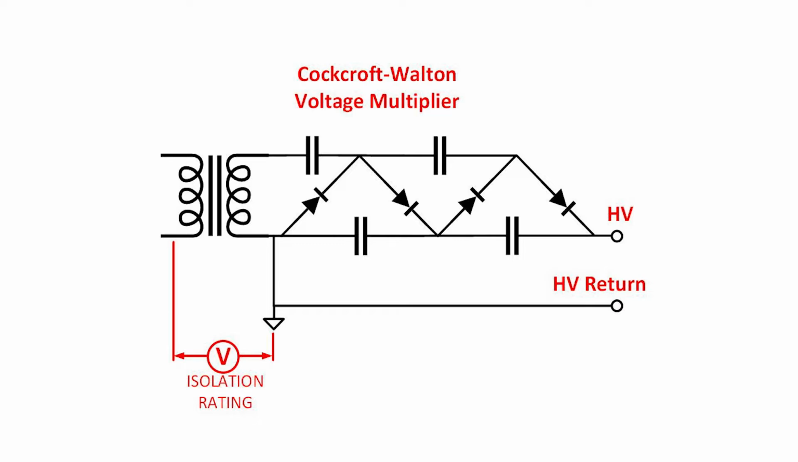For example, the product with a 10 kV output may have a quadruple multiplier stage. The transformer winding produces 2,500 volt peak and is never subjected to the 10 kV. Notice here that the 0 volt reference at the bottom of the multiplier is the reference for the isolation rating.